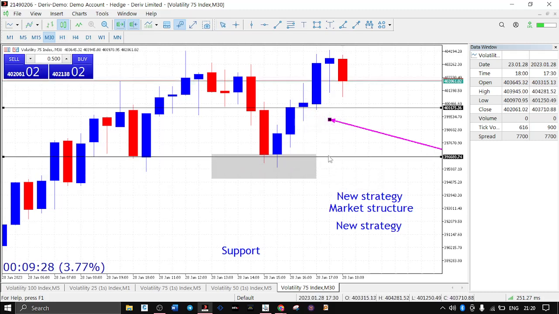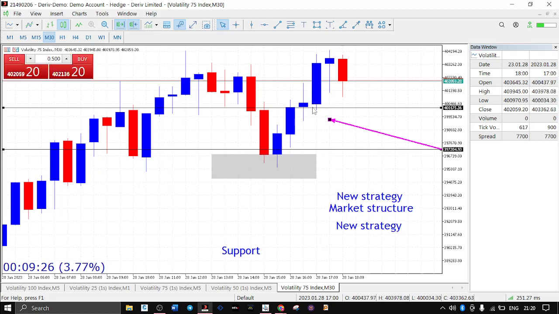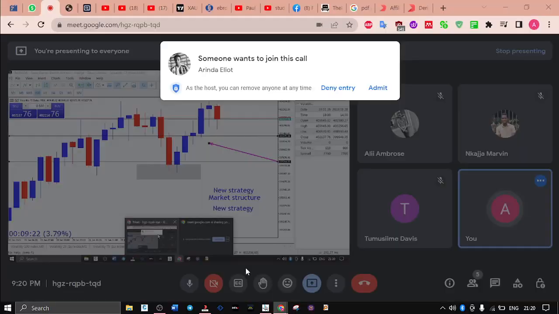So I come here, I buy here, I wait for this candle to finish printing, I wait for a small pullback.